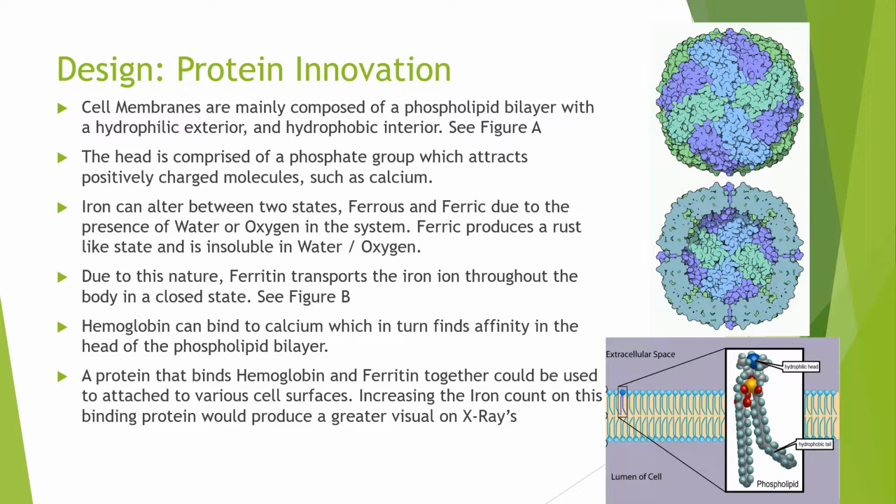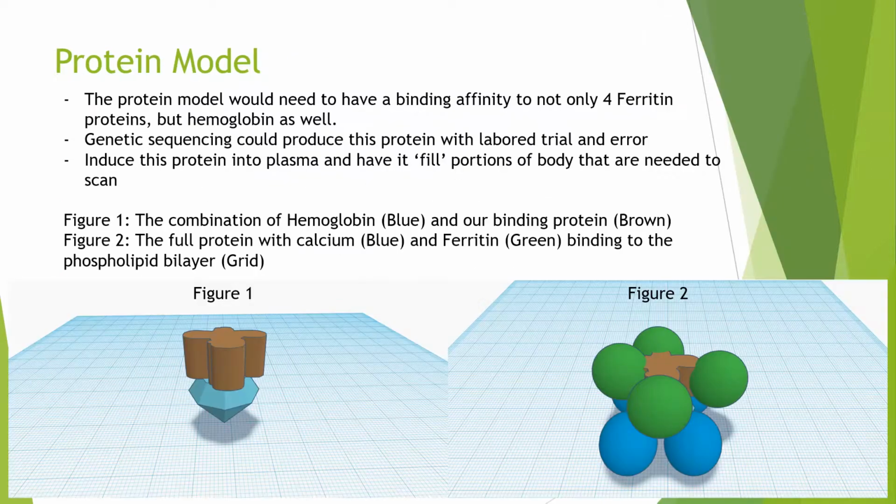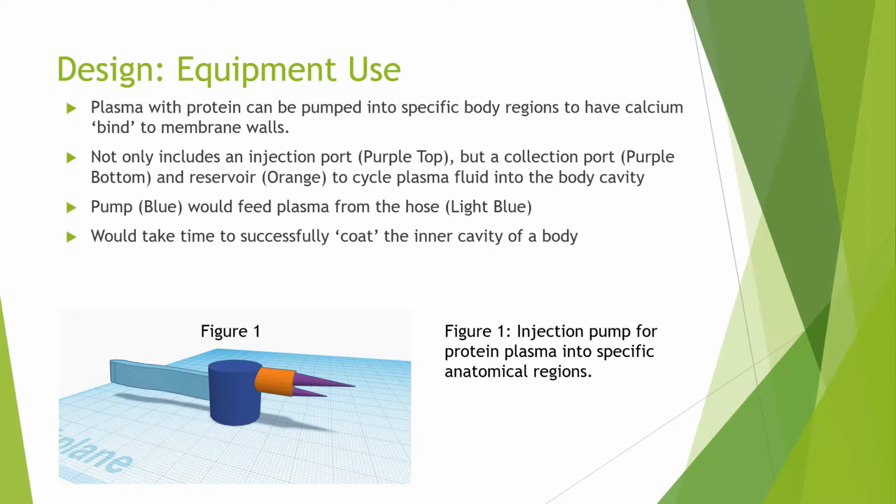If we can find a protein that can connect these two proteins together, then maybe we could have it attached to various cell surfaces, and this would increase the iron count throughout a cavity and create a greater visual. So our protein model looks like this below. As we can clearly see, we have the hemoglobin with the binding protein above, calcium components below, and the ferritin molecules above. And we can paint this along the entirety of a cavity lining.